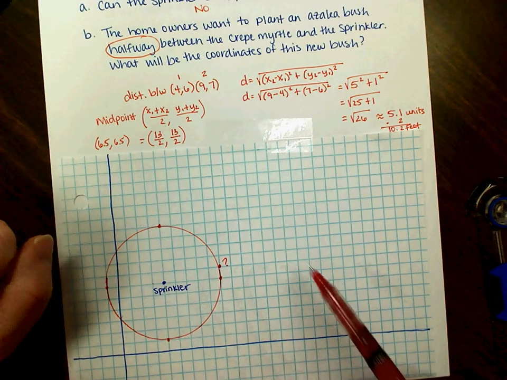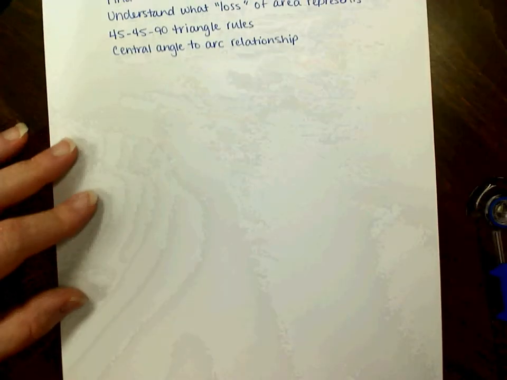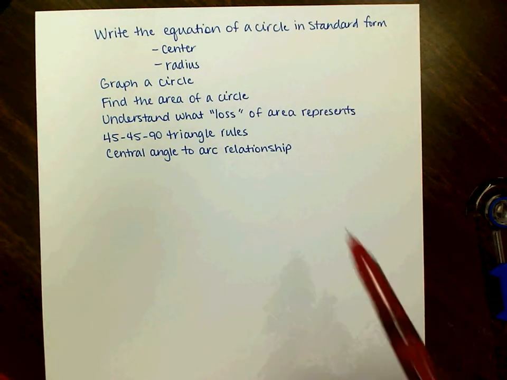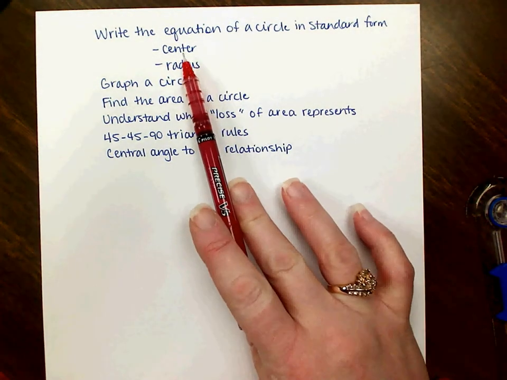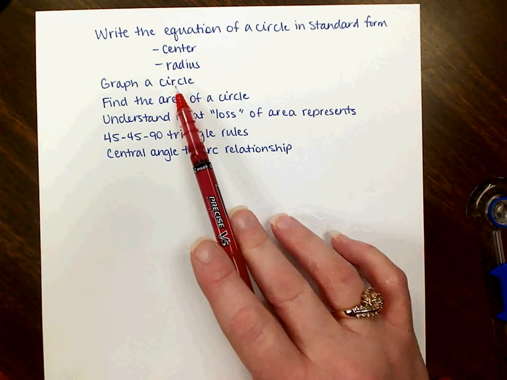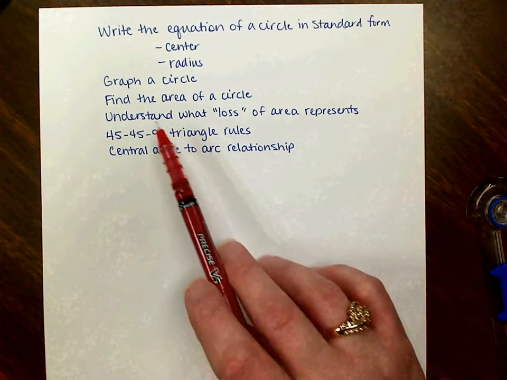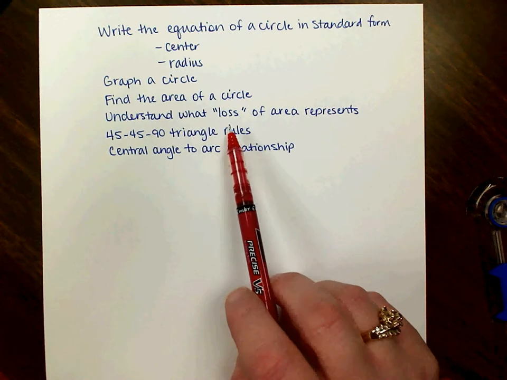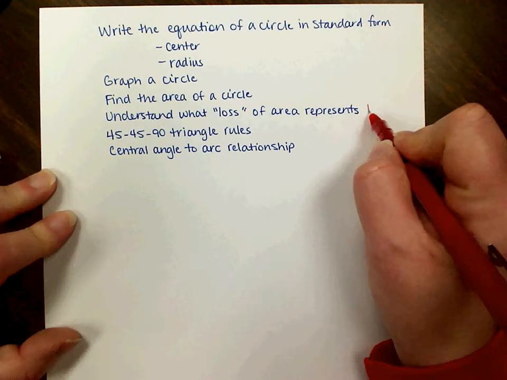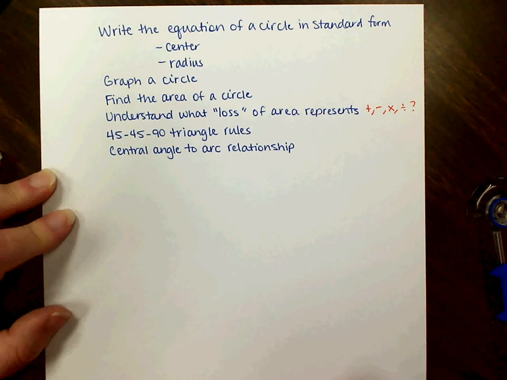Here are some other concepts you're going to need to know for your open response test. You're going to have to know how to write the equation of a circle in standard form, and be able to identify the center and the radius from a word problem. You need to know how to graph a circle, how to find the area of a circle, and understand what it means if it asks for loss of area. What operation would that involve? Is that addition of areas, subtraction, multiplication, or division? Which one of those operations would you use to find loss?